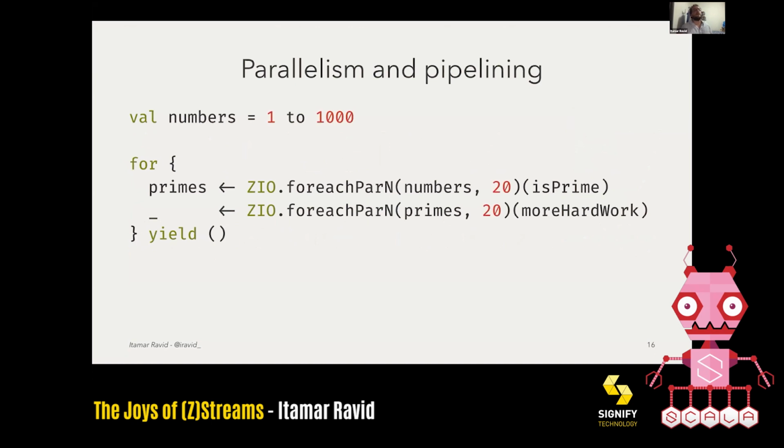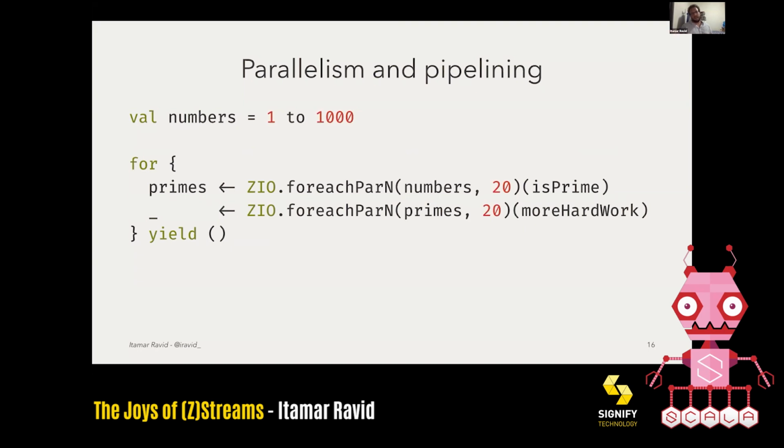So what we've got here is a snippet that operates on a list of numbers. It tests each of them for primality using the isPrime method, and it operates on these numbers 20 at a time, so up to 20 invocations of isPrime in parallel. After that's done, what we'll be doing is some more hard work. It doesn't really matter what's happening here. This also happens in parallel, and then we're done.